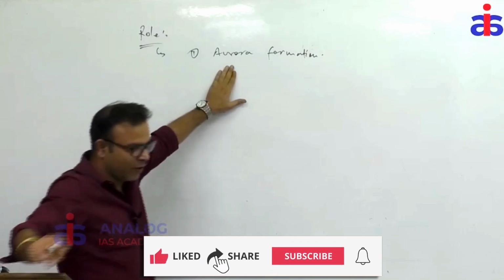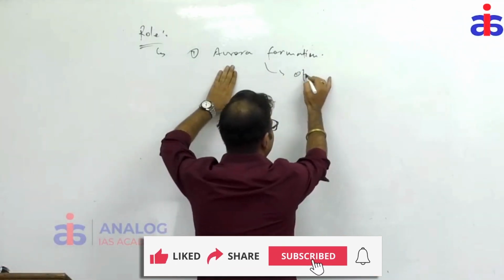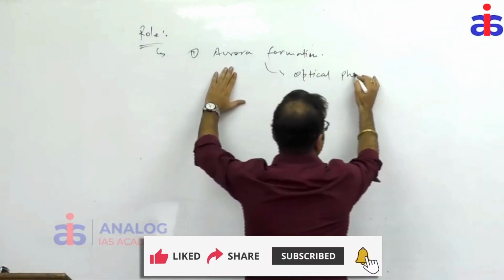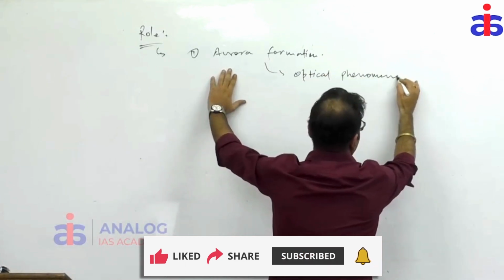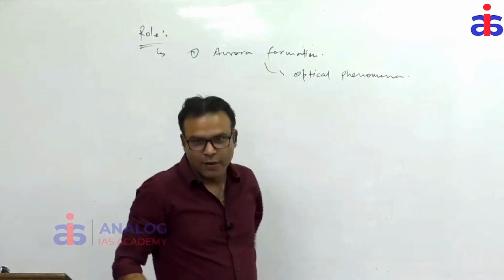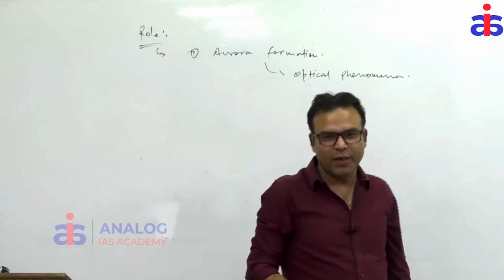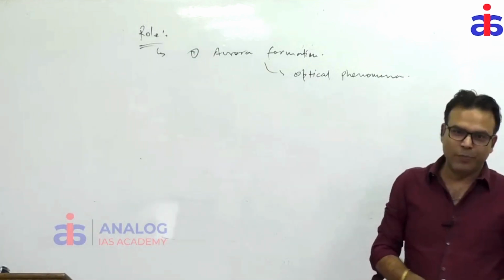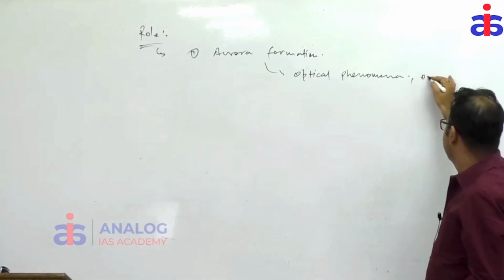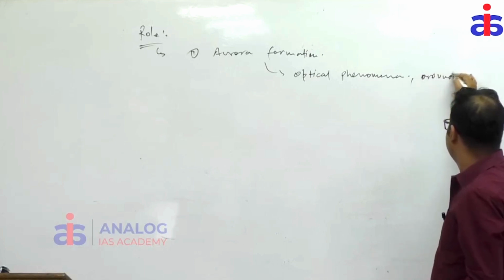Okay, Aurora. Aurora is an optical phenomenon. First is optical phenomena. Where can you see these optical phenomena? In the North Pole and South Pole. So optical phenomena around the poles.